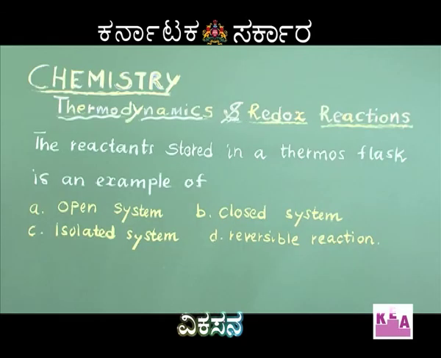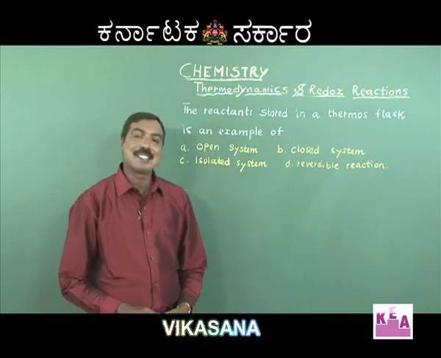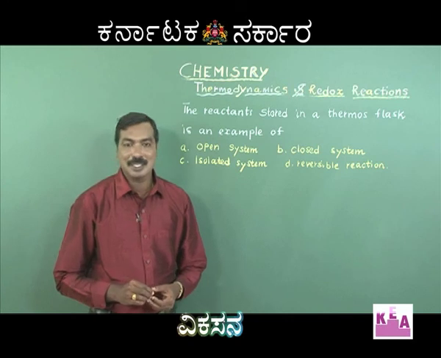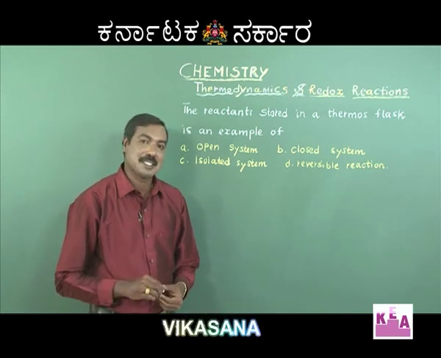Let's begin now. The reactant stored in a thermos flask is an example of: option A, open system; option B, closed system; option C, isolated system; option D, reversible reaction. First of all, let us understand what is the system. System is a part of a universe. System plus surrounding is equal to universe.